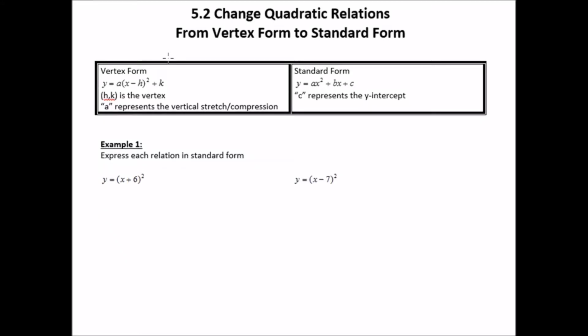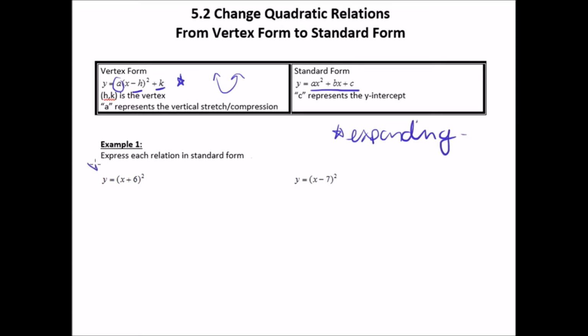We're going to focus on changing quadratic relations from vertex form to standard form. Just as a recall, this is what vertex form looks like, where the h and the k is the vertex, and then the a is the stretch or compression on the parabola. And this is what standard form looks like. So what we're doing here is we're focusing on expanding.